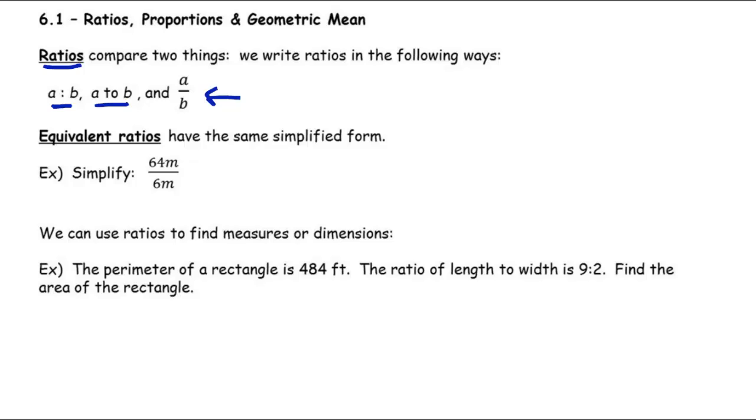If you have an equivalent ratio, it means that the two ratios are the same when they're simplified. So if I'm going to simplify this ratio, I'm just going to simplify the number 64 over 6. The m's will cancel. And then 64 over 6 will reduce to, so we're just reducing the fractions, 32 to 3. So those would be equivalent ratios, having the same simplified form.